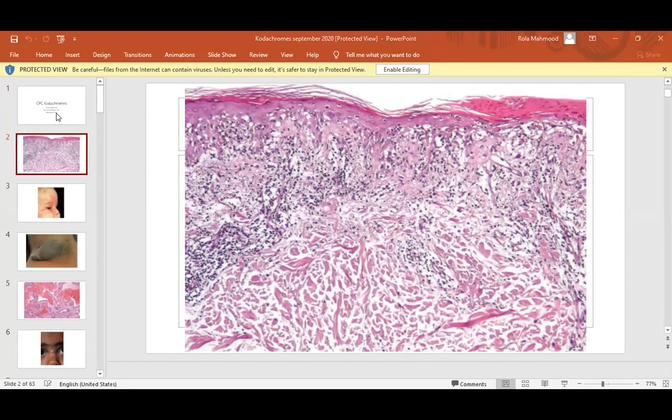Okay, perfect. So let's start then. This is our first slide. What we're going to do here is mainly clinical pathological correlation. I'll show you either a clinical or a pathology slide, and we'll come up with a differential diagnosis. Either everyone answers or I might ask people in specific, just for fun. So here we have a histology image.